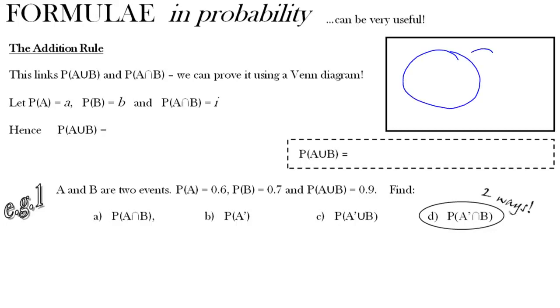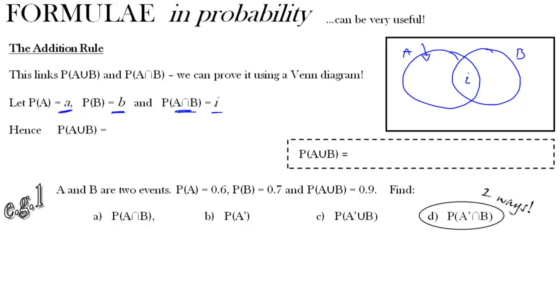So, to prove the addition rule, which links the union of two events and the intersection, we're going to use this Venn diagram. We'll use little a and little b to represent the probabilities of events A and B, and we'll represent the intersection with the letter I. That means we can put an I there on the diagram. I hope you're happy with that.